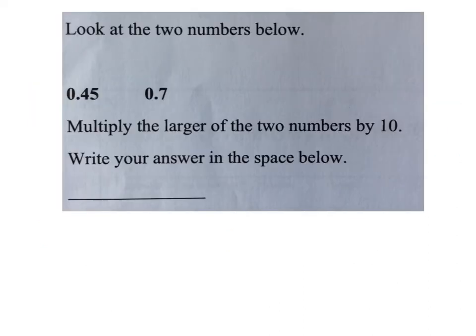Look at the two numbers below, 0.45 and 0.7. Multiply the larger of the two numbers by 10. Often when this question is attempted, people think, well, 45 must be bigger than 7. But remember, if we're going to two decimal points, we can put a 0 in and then we can see that it's 0.70, which is obviously the bigger of the two. So we're going to multiply 0.7 by 10.